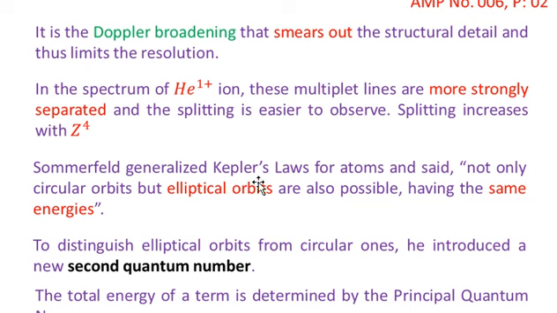Sommerfeld generalized Kepler's laws for atoms and said not only circular orbits but elliptical orbits are also possible, having the same energies. So you see that this is an addition of the Sommerfeld model using the Kepler laws. Then he introduced elliptical orbits along with the circular orbits suggested by Bohr. So the introduction of elliptical orbits having the same energy as that of the circular orbits is a new addition due to Sommerfeld.